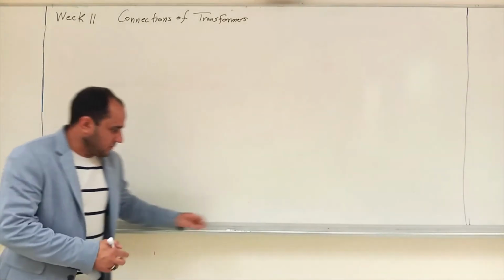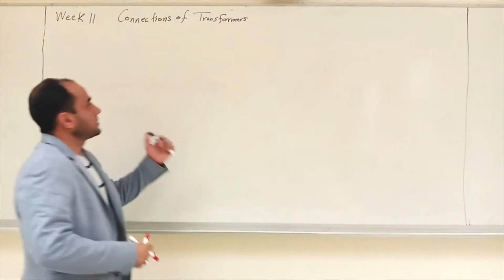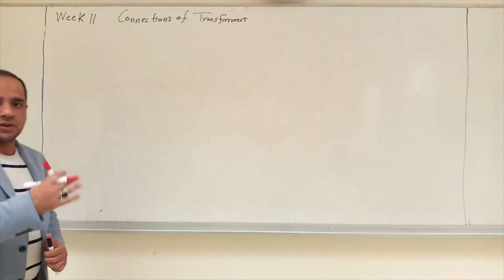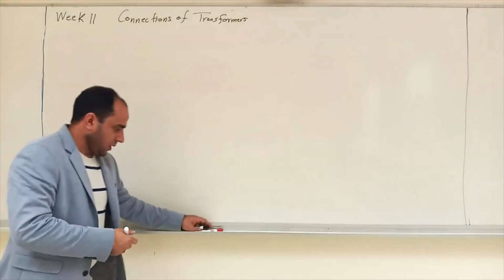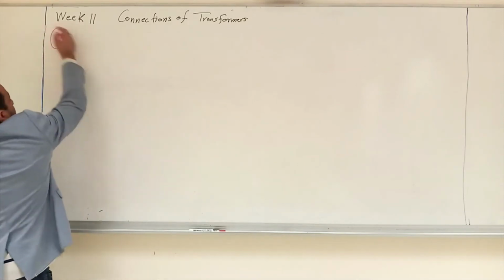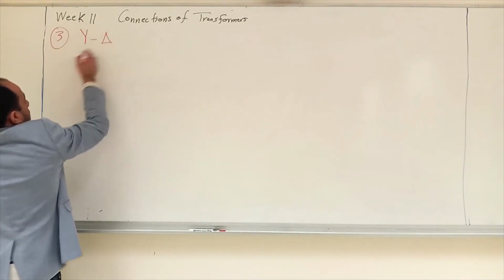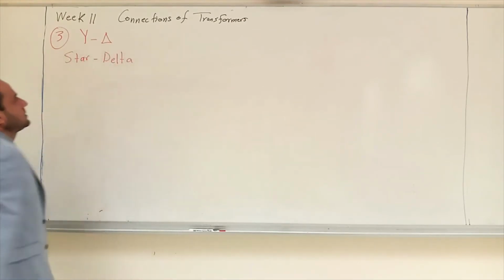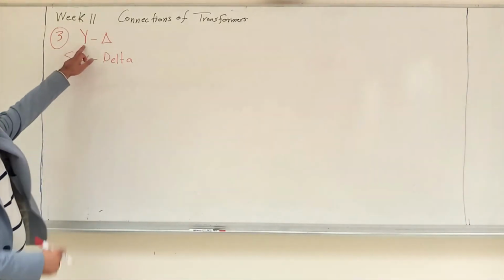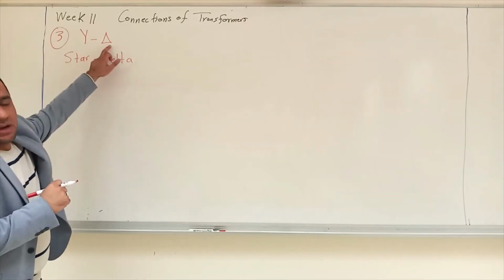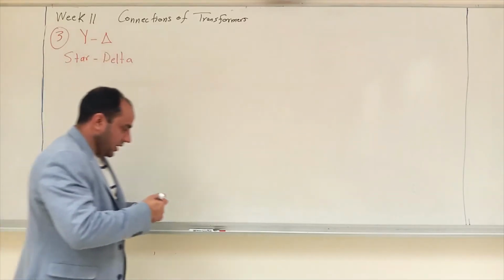Okay guys, welcome to part 3 of the lecture about connections of transformers. So in part 1 we talked about Y connections, in part 2 we talked about delta connections. Now the third connection is a mix between Y and delta. So number 3 is Y delta, or Y is star and delta, right? So that's number 3. So the primary side will be connected as Y, star connection, and the secondary side connected as delta. So let's do the connections here.